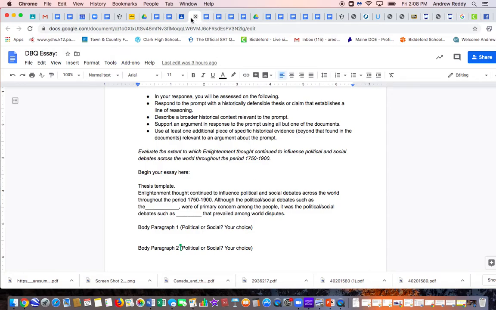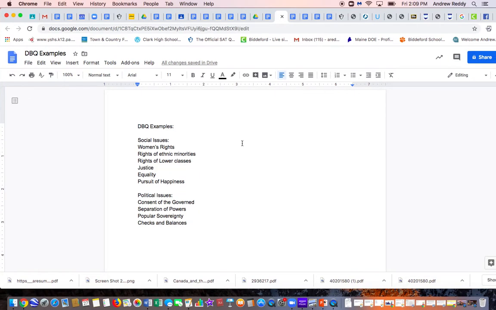I have one other document to share with you. All right, I have not posted this in Classroom yet, but here are some examples of social issues and political issues that you could put into your thesis statement. So you could say, although social issues like women's rights were important, it was the political issues such as consent of the governed and separation of powers that were of prevailing importance throughout the world.